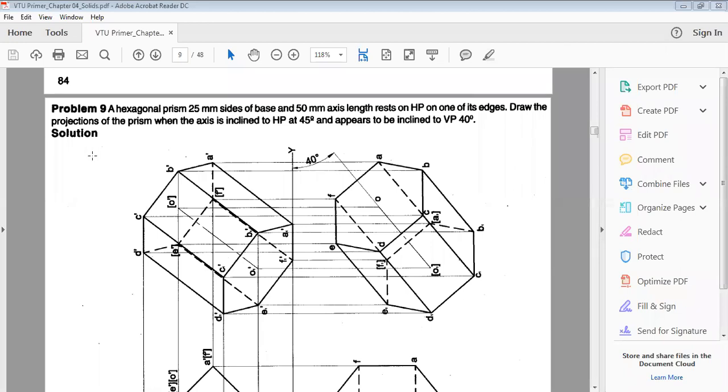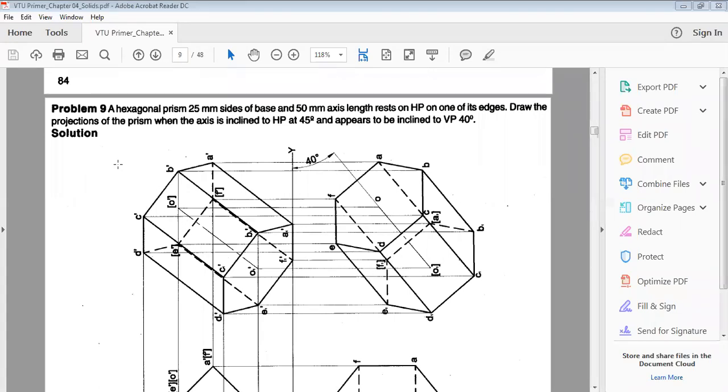Problem number 9 I have taken to solve today. It is given as a hexagonal prism, 25 side of base. Thus one of the sides of the base is 25 and the axis length, or the height of the prism, is given as 50, and it is resting on the horizontal plane on one of its edges. Draw the projections of the prism when the axis is making an inclination of 45 degrees with respect to HP and 40 degrees with respect to the vertical plane.